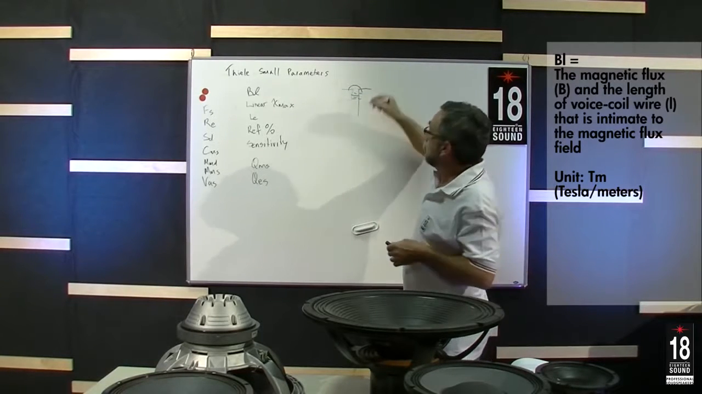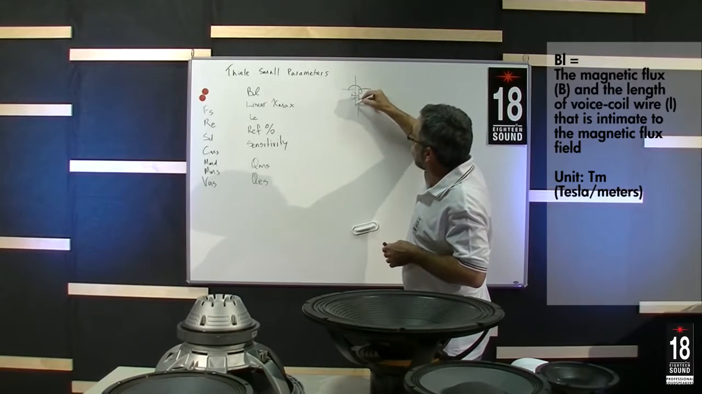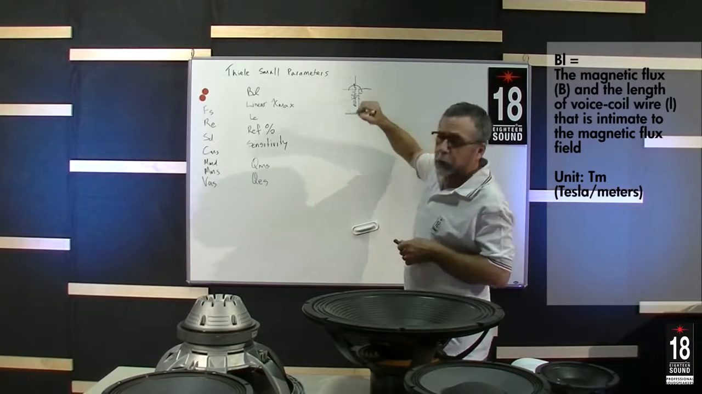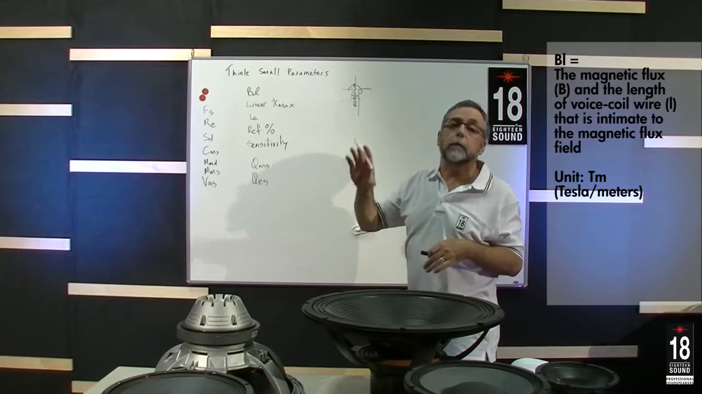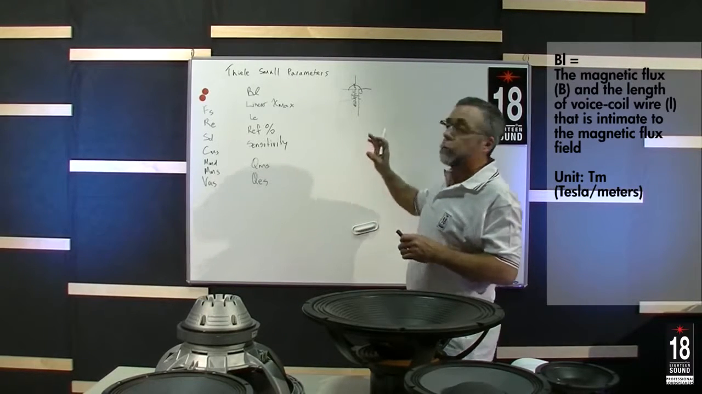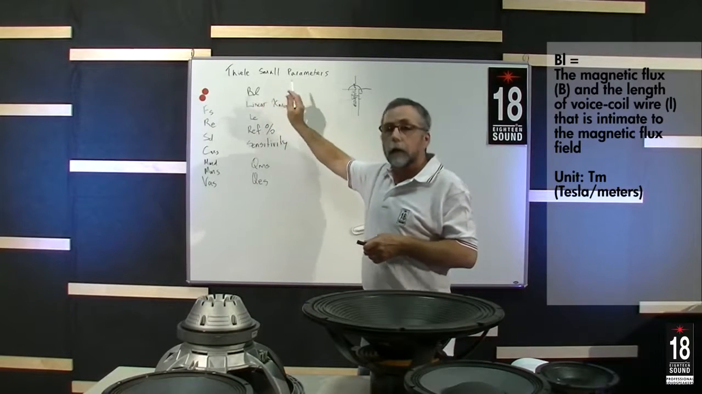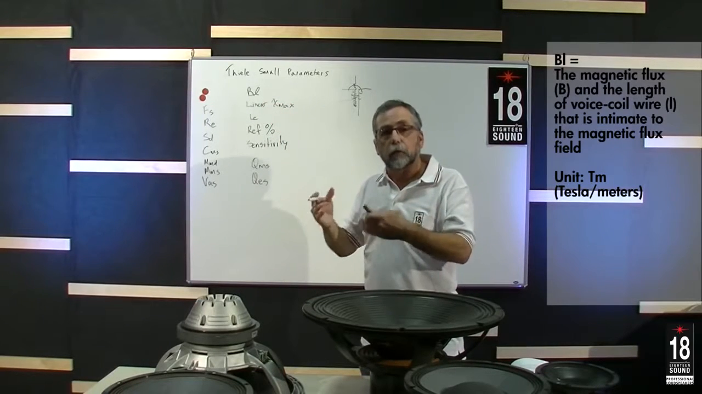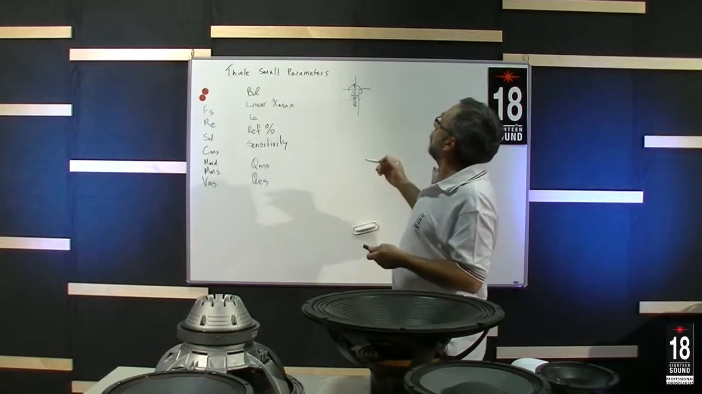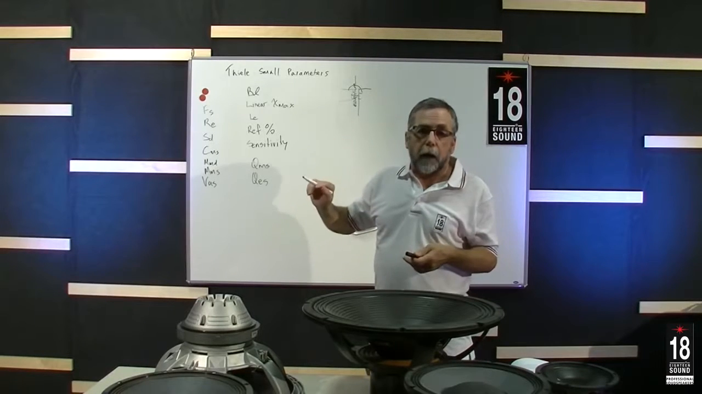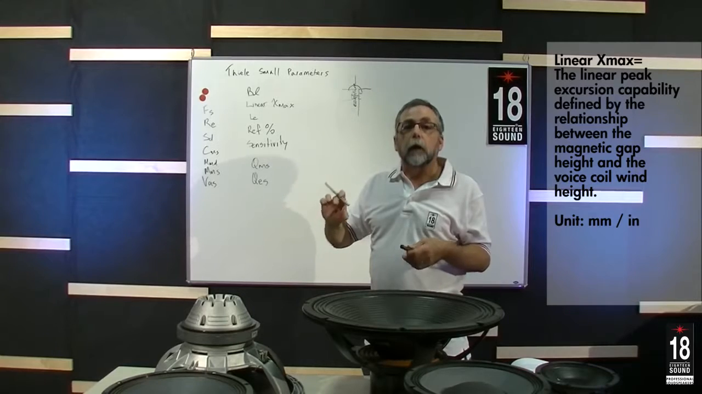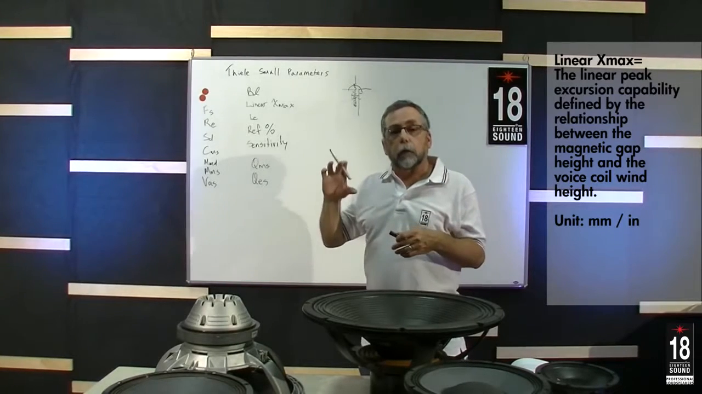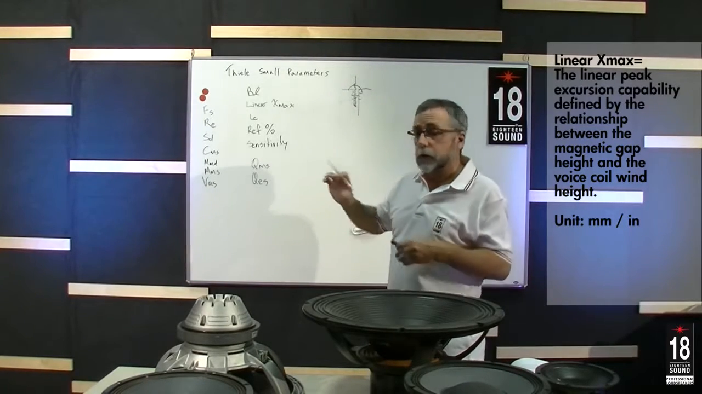The voice coil is wound on its former and has a number of turns. Typically we see voice coils that are taller than the gap, occasionally equal height, and sometimes even shorter. So the BL is flux and length of wire that is intimate to the flux field. The linear Xmax refers to the relationship between the gap height and its fringe field and the length of the voice coil, or the height of the voice coil.